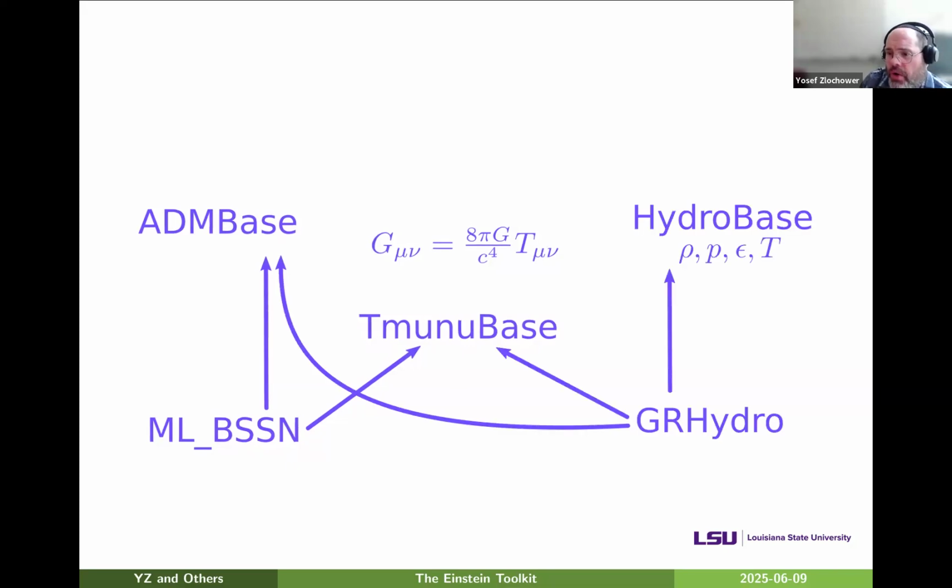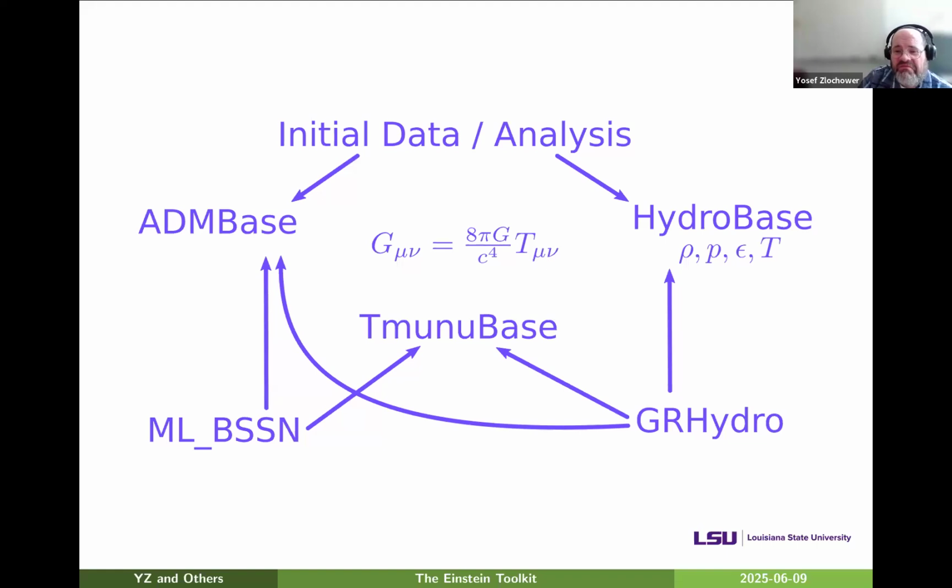Then a hydro code like GR Hydro is going to need to know about all the various hydrodynamic quantities: density, pressure, temperature, etc. And the interface for those quantities is going to be in a thorn called HydroBase. But GR Hydro itself is going to have to interact with HydroBase, TmunuBase, because it's going to write quantities that the GR code is going to need. But it also has to interact with ADMBase because it needs to know what the metric is doing.